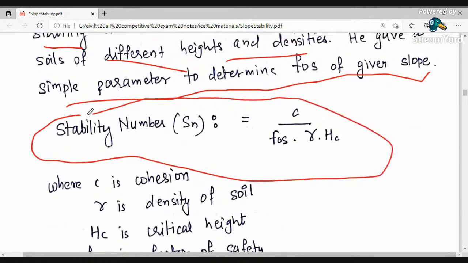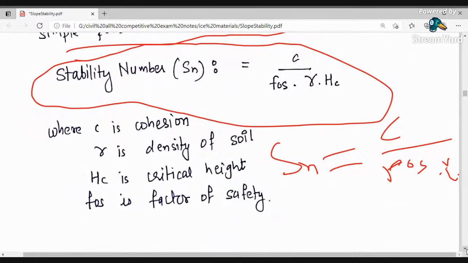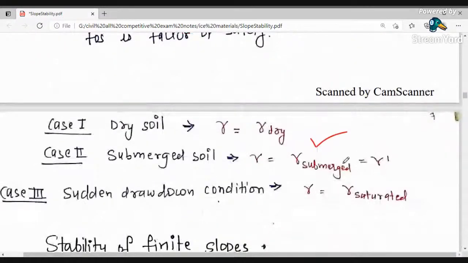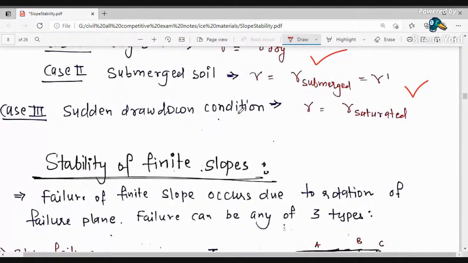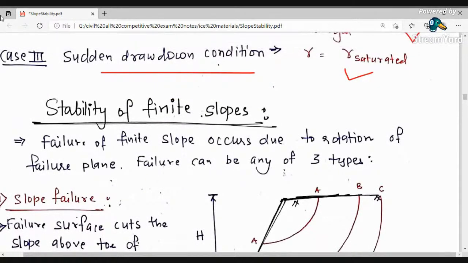So here we have to find the stability number. The stability number is nothing but the cohesion divided by factor of safety into gamma into Hc, right? That means c is the cohesion, gamma is the density or unit weight of the soil, and Hc is the critical height. Factor of safety is FOS. In case of dry soil, gamma becomes gamma dry, and for submerged soil, gamma becomes gamma submerged. For saturated soil or sudden drawdown condition, gamma is gamma saturated, right? So from there we can determine the stability number, and based on that stability number, we can determine the factor of safety, right?